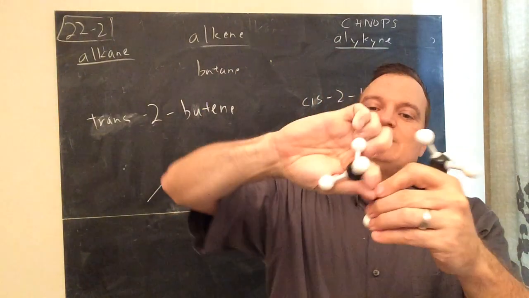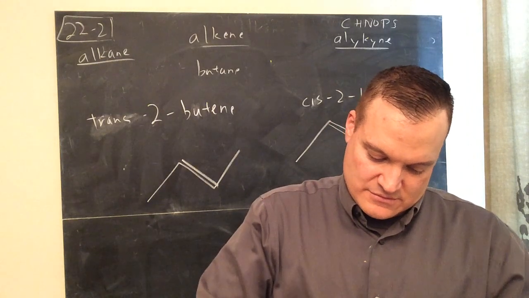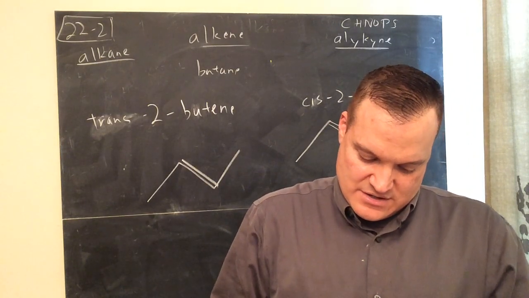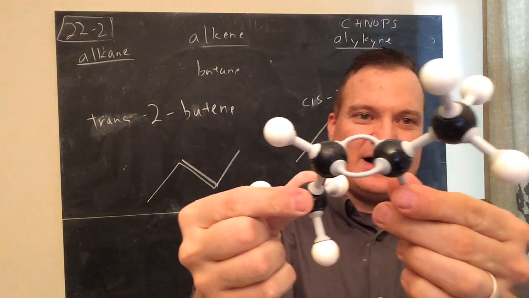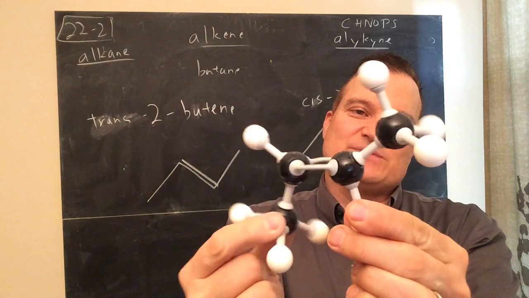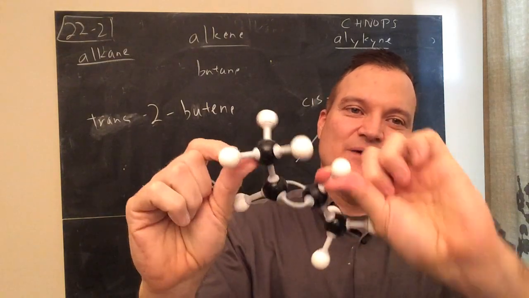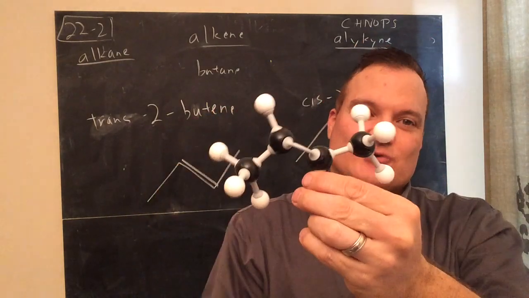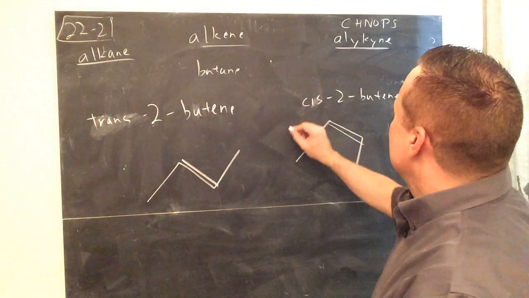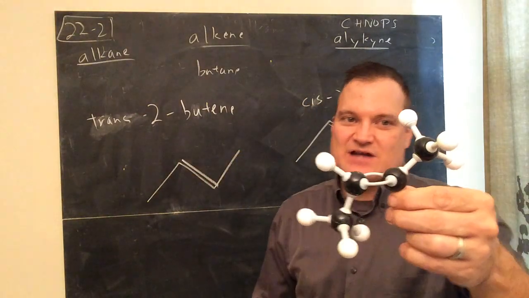Now, trans means opposite. So I'm going to put 1. And I'll try to build this and show you. All right. Now, here's my double bond. And notice one of these big CH3 groups, whoever's on the bottom and one's on the top, they're opposite now. So if they're that way, it is called trans-2-butene, when they're on opposite sides. One's on top, one's on the bottom.